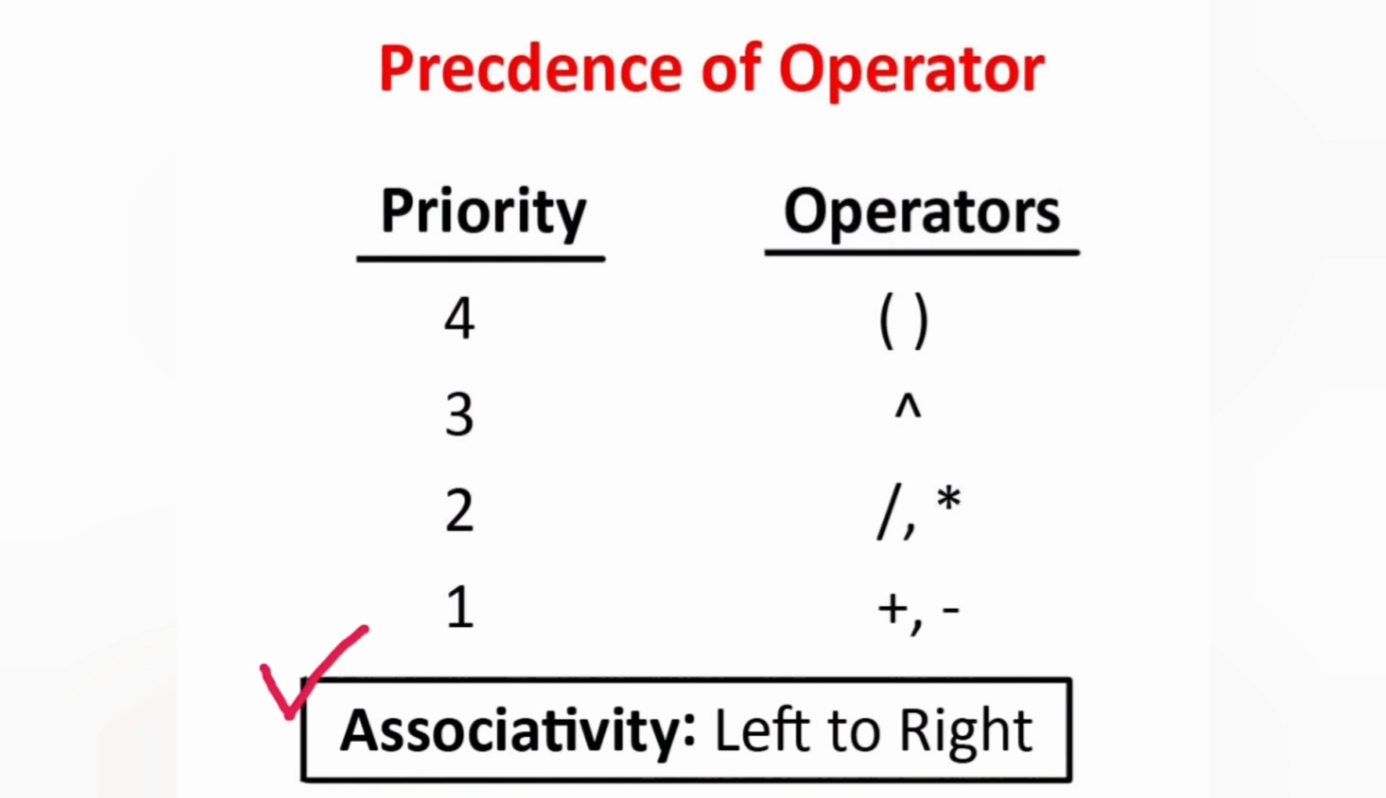And the last one, having the lowest priority, is plus and minus. These two have the lowest priority. Also in this case, if plus and minus are present in any expression, which one will perform first? In this case also, associativity will play the main role. I hope you understood. Okay.